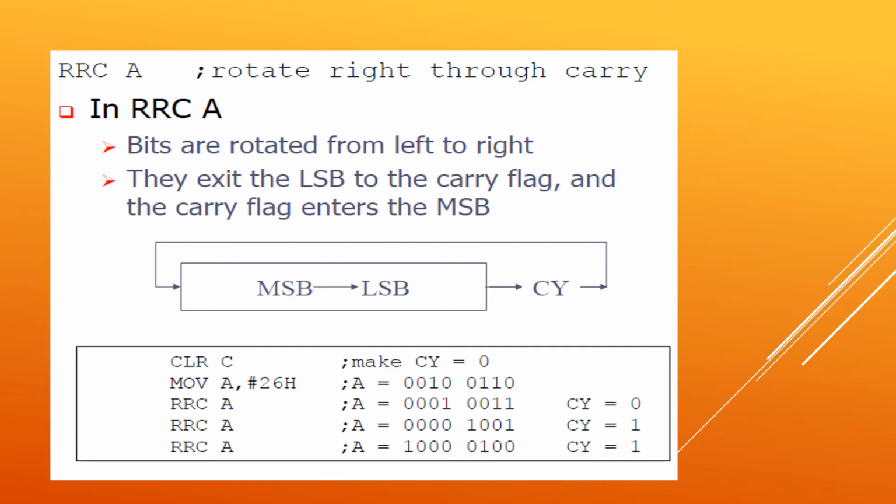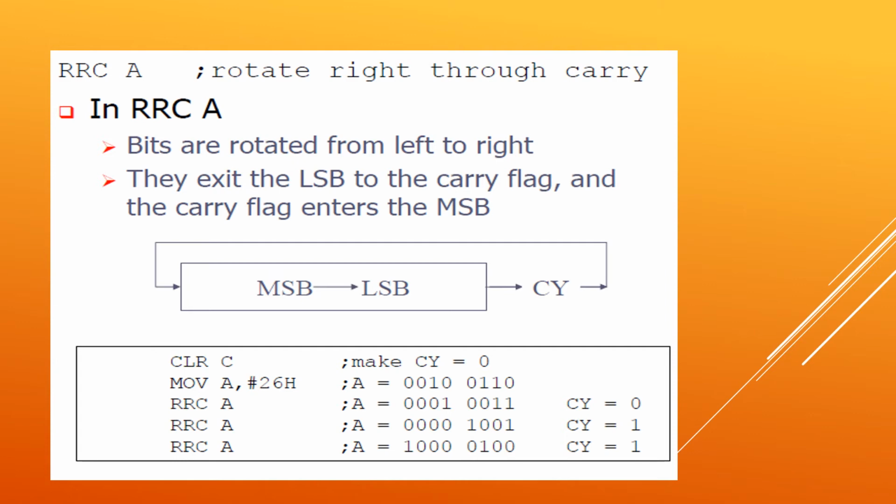See the program, clear carry. So at present our carry flag is 0. We have intentionally made a small program, only 4-5 instructions. Simple thing, first line I have written CLR C. So this is going to clear the carry bit. Carry bit is now becoming 0. Now the next instruction you see, MOV A, #26H. So accumulator is containing 0010 0110.